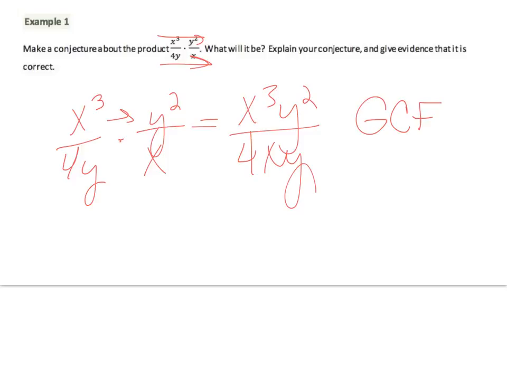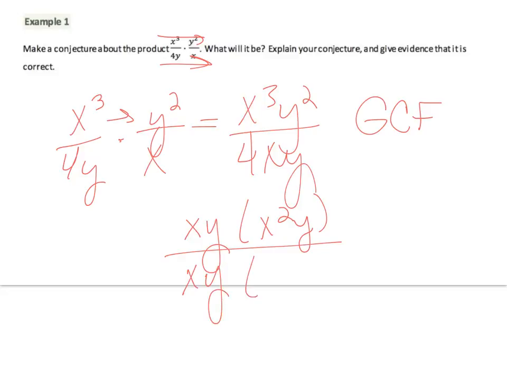So let's identify the greatest common factor of the numerator and the denominator. Of the numerator, I have an xy in the numerator, and that leaves me x squared y, and an xy in the denominator, and that leaves me a 4. So the greatest common factor between the numerator and the denominator is xy. So we can divide those out from the top and the bottom, reduce our fraction, and get the answer x squared y over 4.